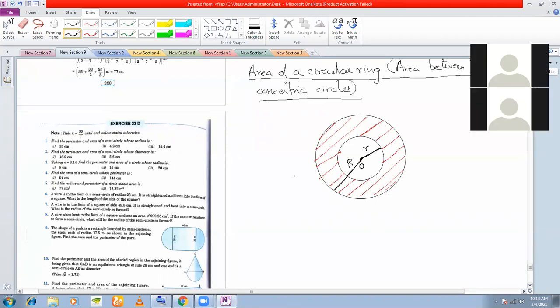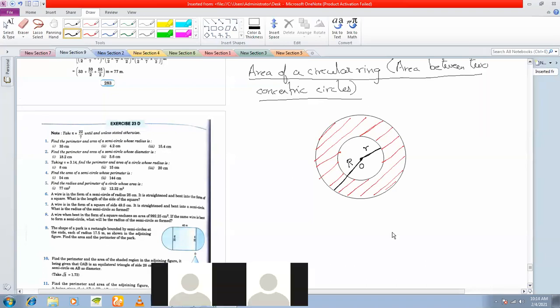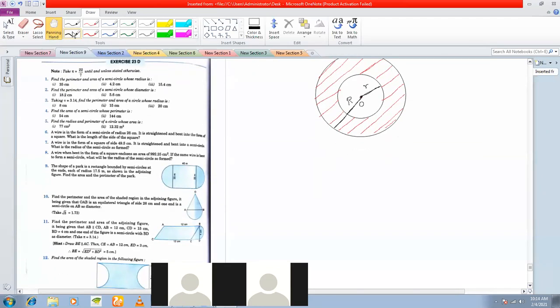So the radius of the inner circle is small r and the radius of the outer circle is capital R. We want to find out the area of the shaded part, which is called the circular ring. So what should be the area of the circular ring? Area of the circular ring should be area of the outer circle minus area of the inner circle. Anyone who disagrees, tell me.